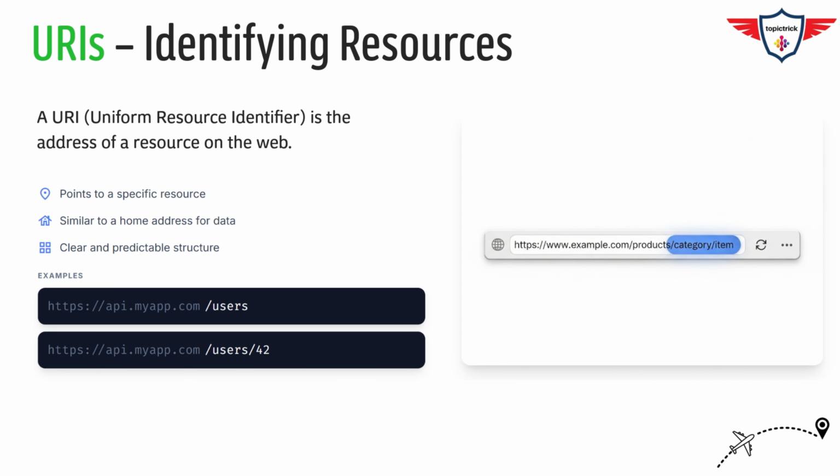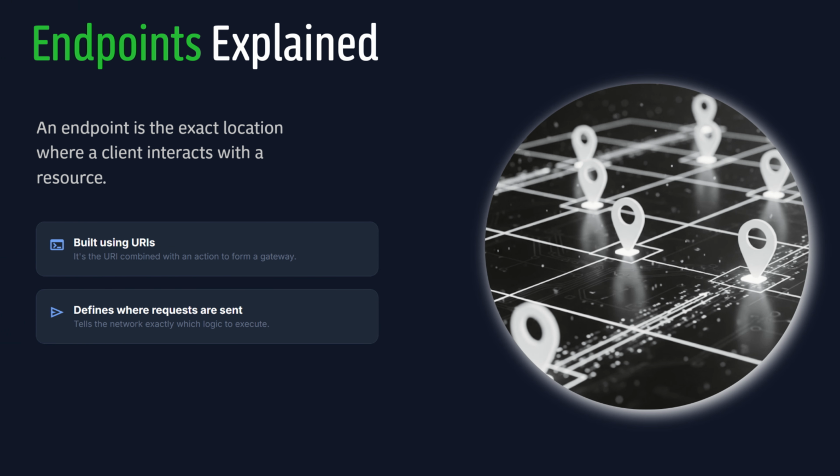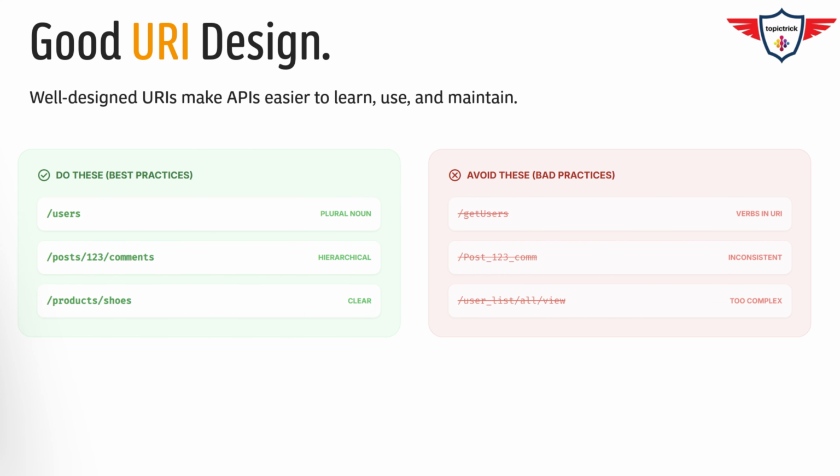This address is often called an endpoint. An endpoint is simply the specific location where a client can interact with the resource. The structure of the URI helps both humans and machines understand what is being accessed. Good API design uses clear and consistent URIs. Typically, URIs are plural nouns and are hierarchical. This makes the API predictable. When developers can guess how a URI should look, they can work faster and make fewer mistakes.